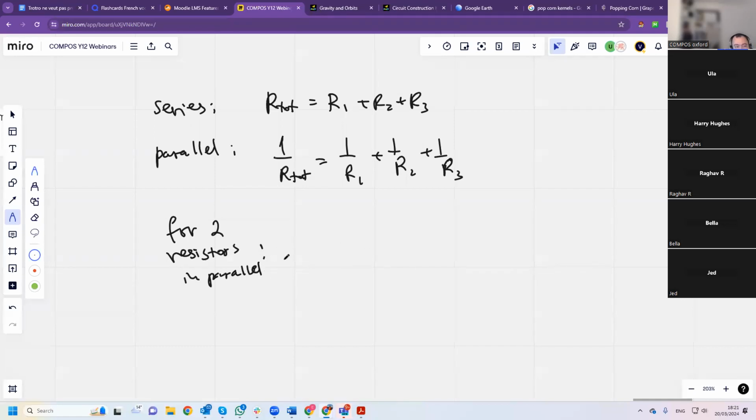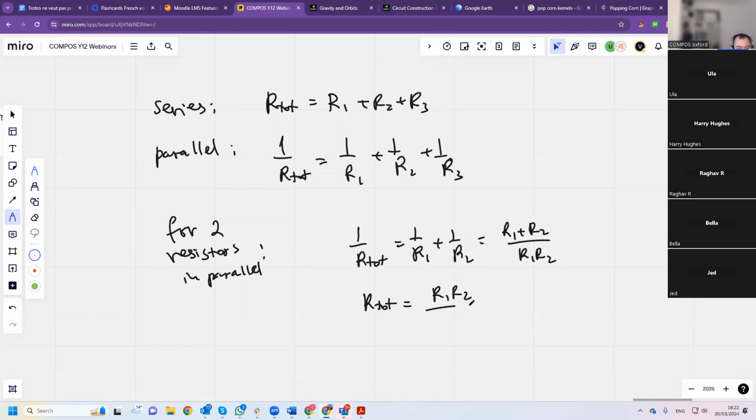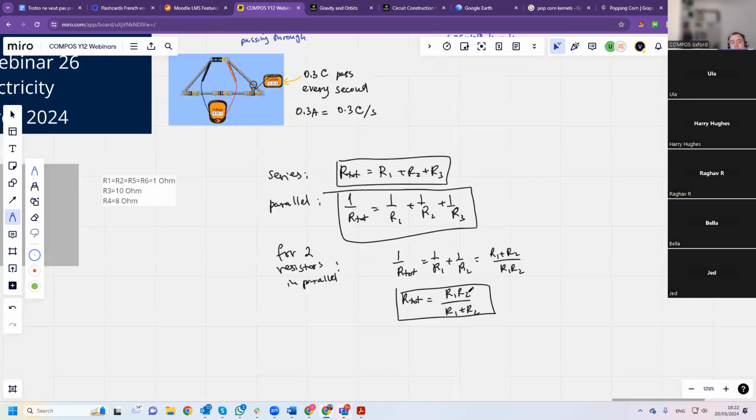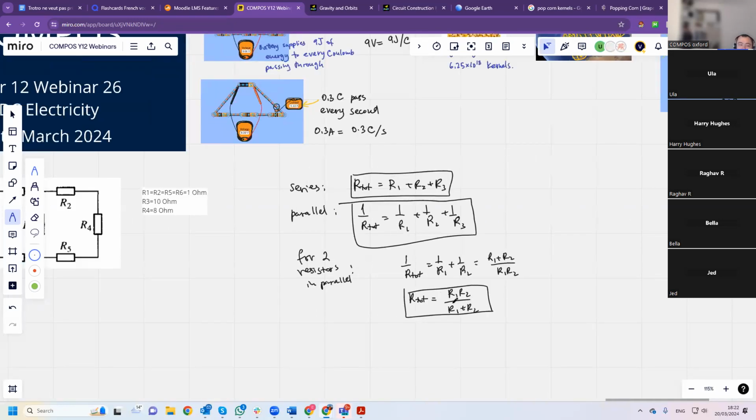you can use a simplified formula, because if you take 1 over R total equals 1 over R1 plus 1 over R2, you can simplify that to R1 plus R2 divided by R1 R2. So R total is equal to R1 R2 divided by R1 plus R2. This is a useful formula. It doesn't look very pretty for 3 resistors, so I wouldn't recommend using it for 3 resistors, but for 2 resistors it looks very easy.